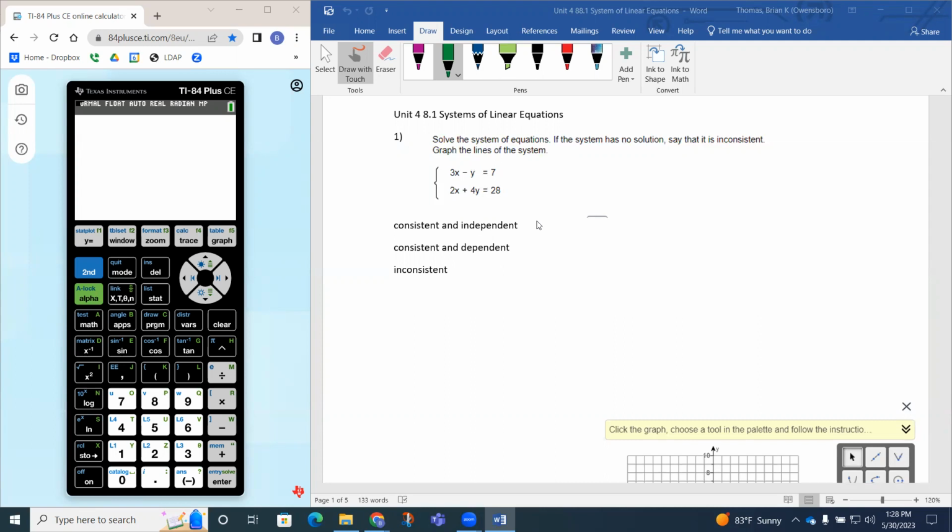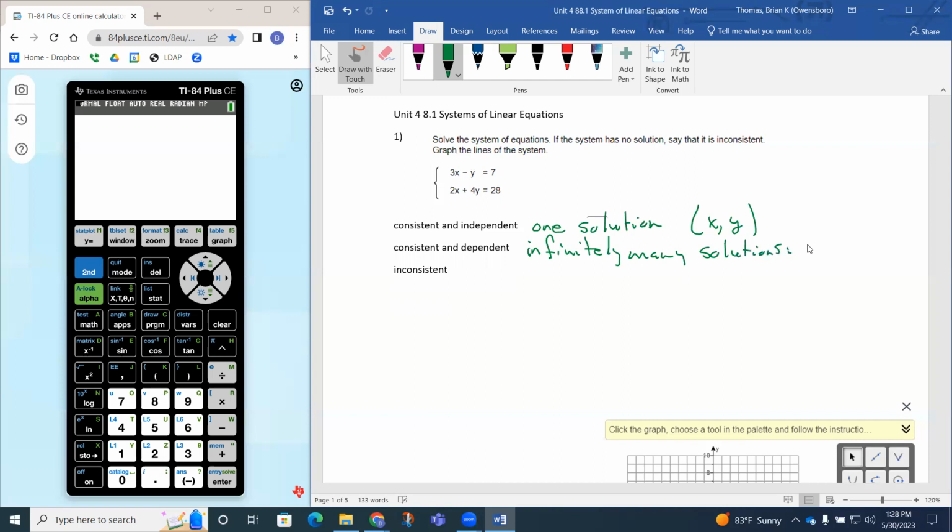Consistent and independent means there is one solution. And it's going to be represented by an ordered pair, an x-coordinate and a y-coordinate. Consistent and dependent means there's infinitely many solutions. And what's going to represent this is going to be the equation of the line.